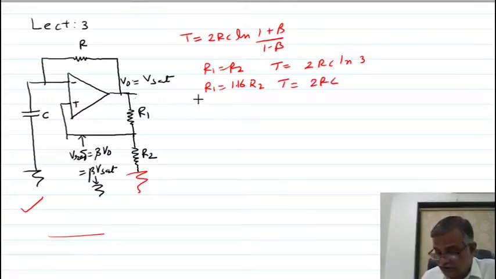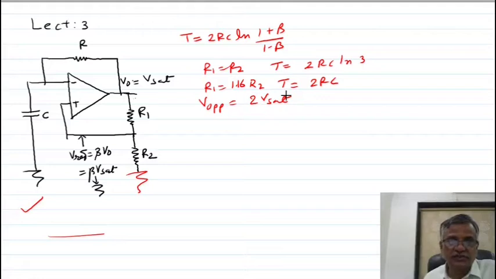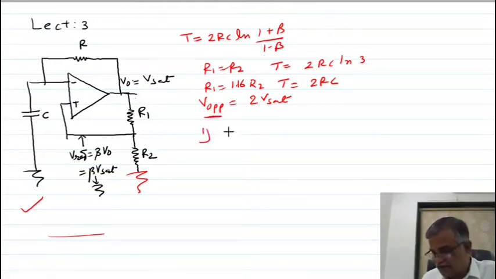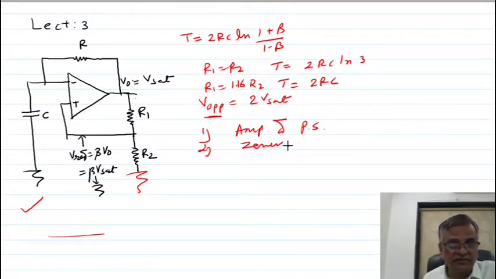Then we have discussed the output voltage. The peak to peak output voltage is 2 V set, because the output voltage swings between plus V set and minus V set. So the peak to peak voltage will be 2 V set. If you want to change the amplitude of the output voltage, then you can change it by changing the amplitude of the power supply voltage. Second, by using Zeners connected back to back.